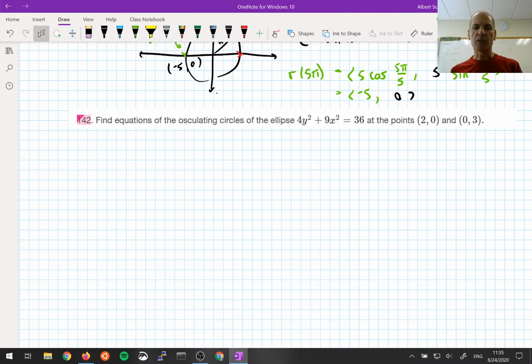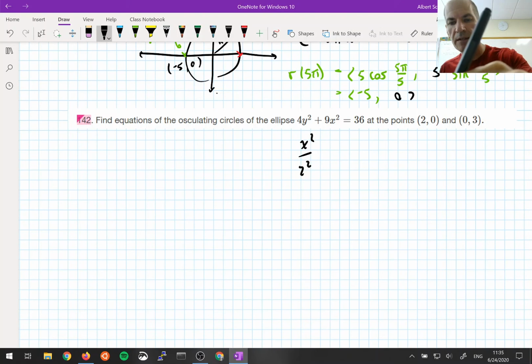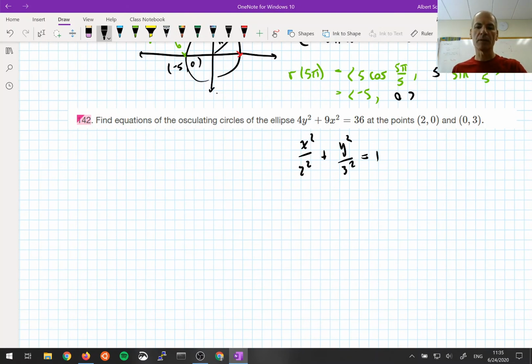Last exercise, we're going to talk about osculating circles of an ellipse given by this equation. Because I know that osculating circles involve working with curvature, I'm going to rewrite this curve in terms of a space curve. If we write this in standard form, this is really x squared over 2 squared plus y squared over 3 squared equals 1. That's the ellipse in standard form.